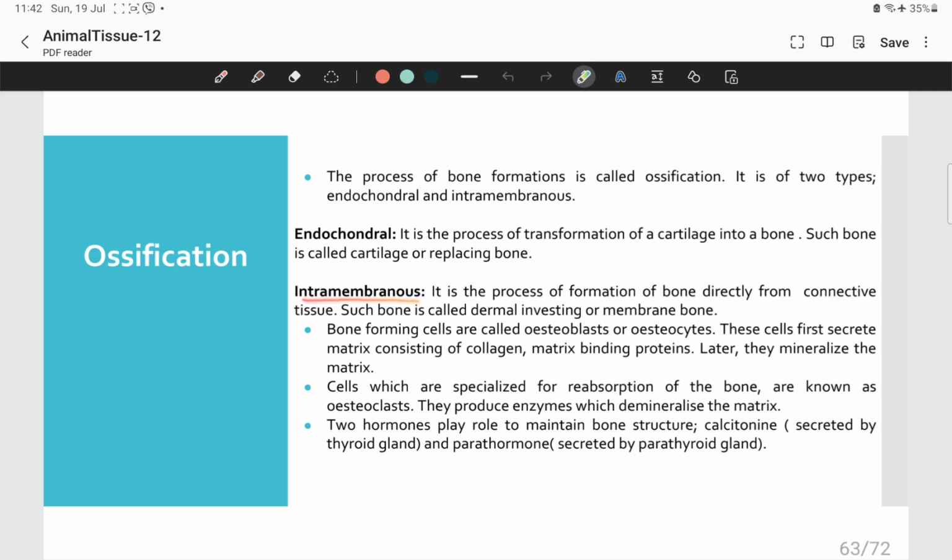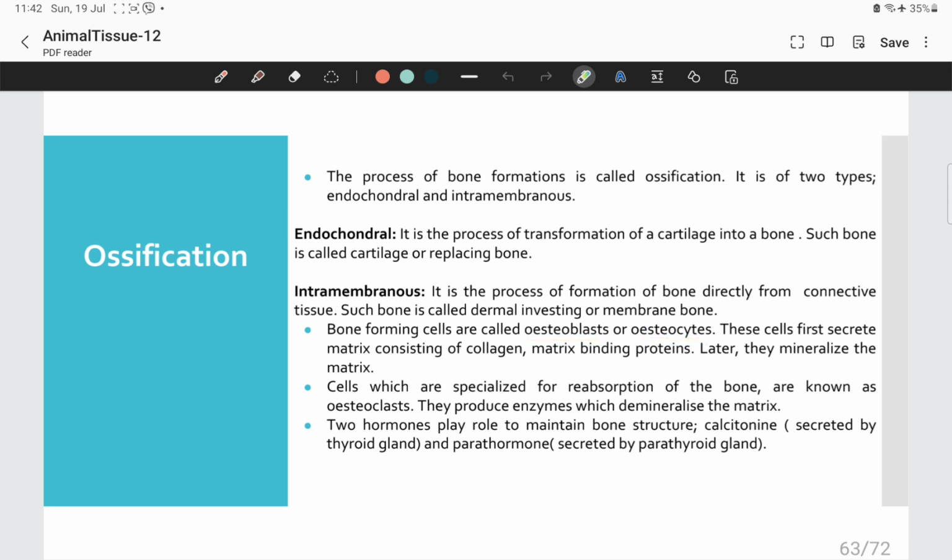Intramembranous ossification: here the bone is formed directly from connective tissue, and such bone which is formed by the intramembranous process is known as intramembranous cartilage bone, or investing or membrane bone. In this case, the bone is formed by cells called osteoblasts, and later on osteoblasts turn into osteocytes.